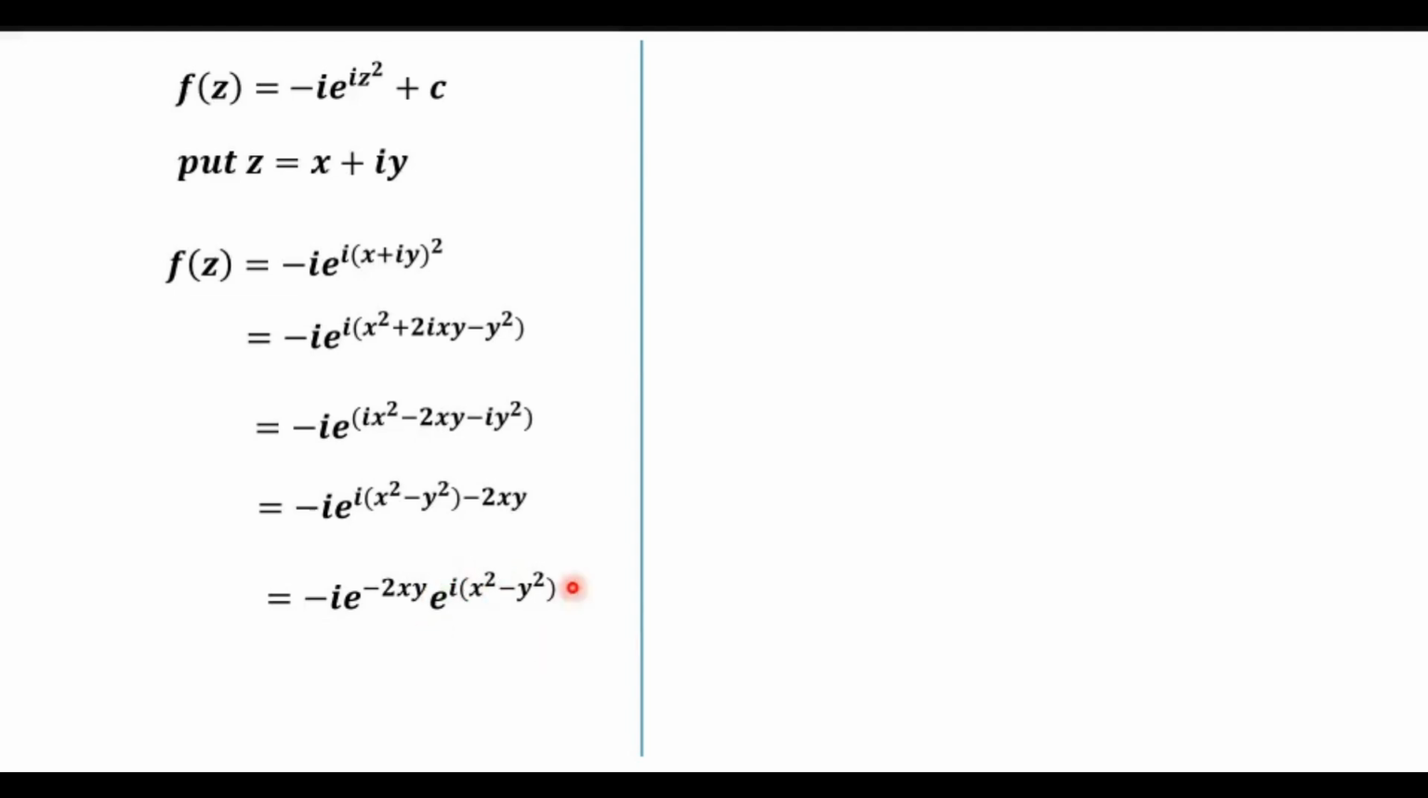Now again e raised to i theta. Again, e raised to i theta is cos theta plus i sin theta. So here again, in place of e raised to i theta, we write cos theta plus i sin theta, where theta is x square minus y square. All other terms we have kept the same. Minus i e raised to minus 2xy into cos of (x square minus y square) plus i into sin of (x square minus y square).